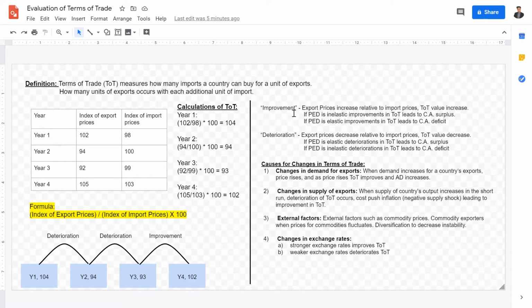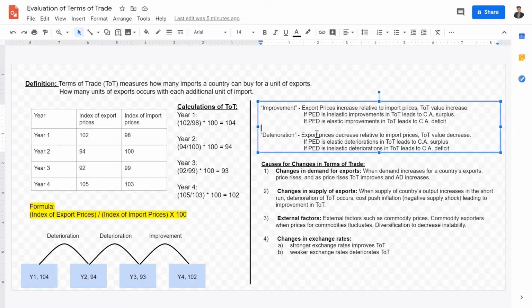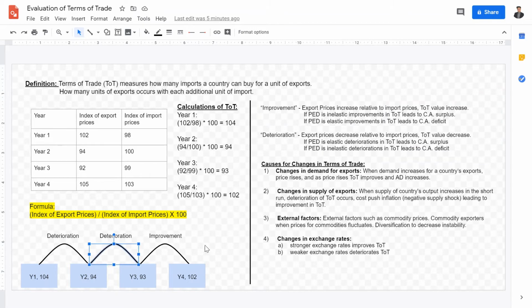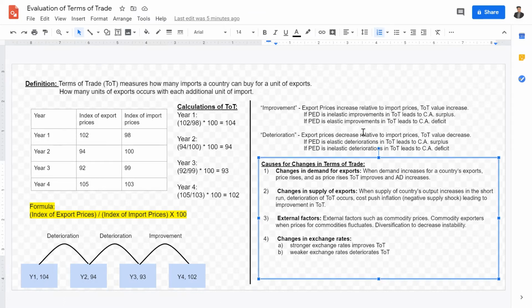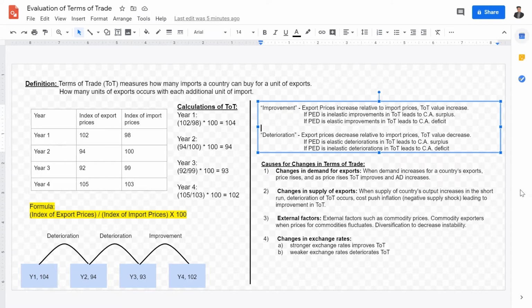So these are the definitions for improvements and deterioration. Looking at year 1 to 4, we can see year 1 to year 2 has a deterioration. But depending on the price elasticity of demand of the net exports, it may either be good for the country's current account balance, or it could be bad for the country's current account balance. The information is not sufficient to answer questions such as that. So that's improvements and deterioration, some terminology definitions.